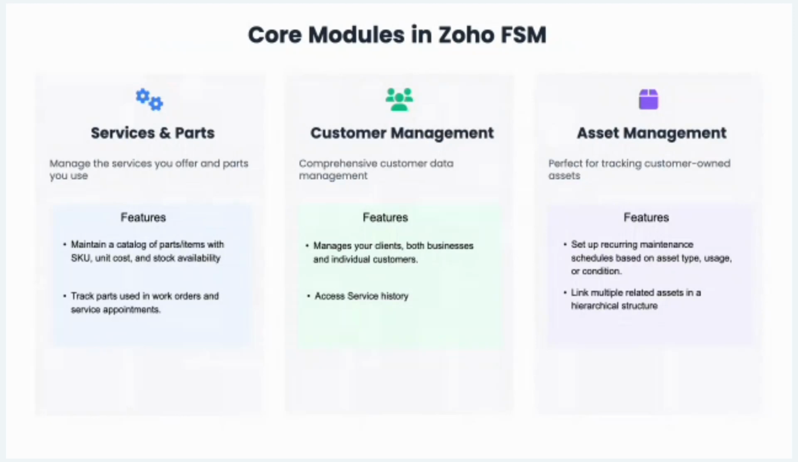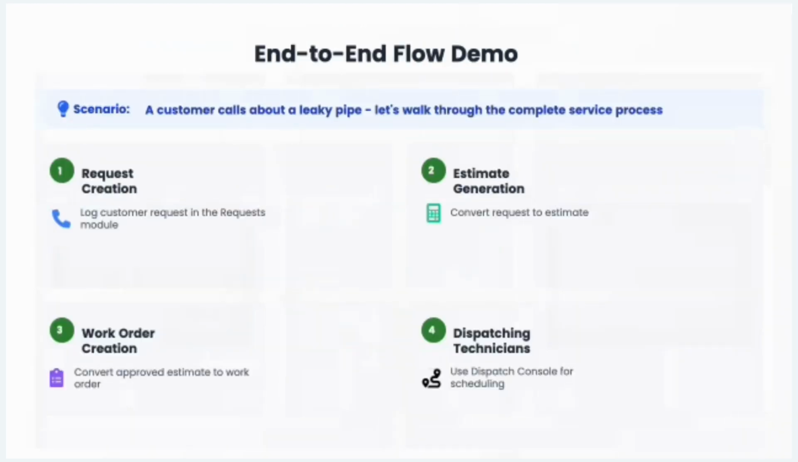Now let's see an end-to-end workflow of Zoho FSM. Let's take a scenario where a customer calls us and tells us about a leaky pipe. In that case, it is kind of an emergency, right? So we have to first start with creating a request in FSM. Let's see how to create a request in FSM and how the process flows across FSM. Like you could see, first we have to create a request, then estimate, work order, and dispatch. So let's have a quick walkthrough in FSM.